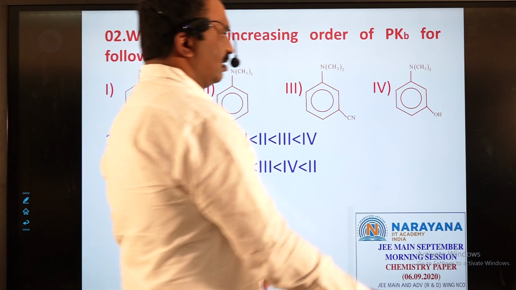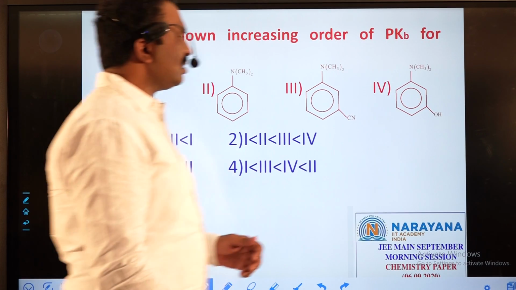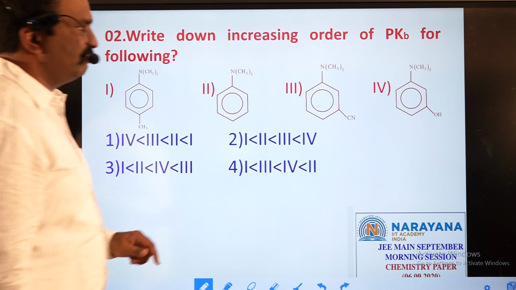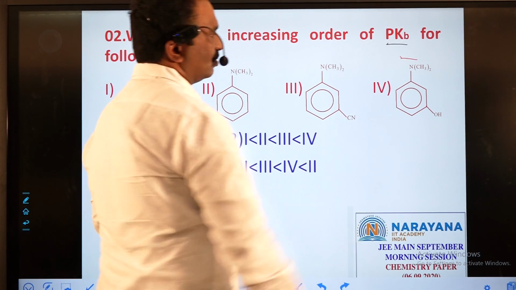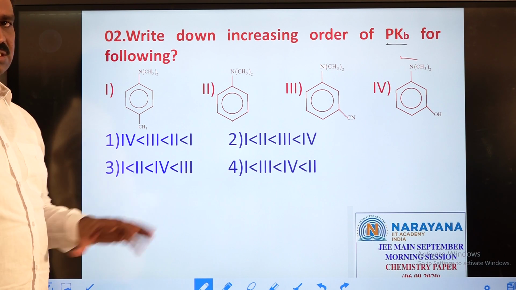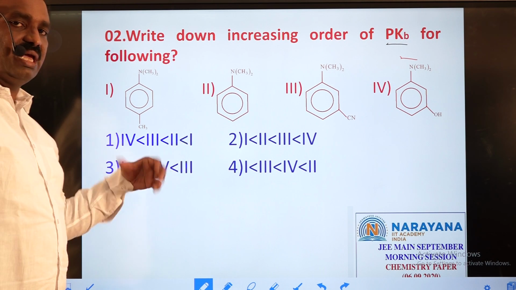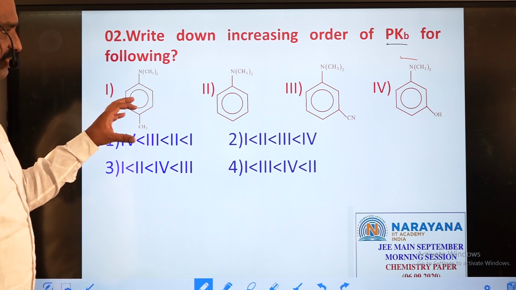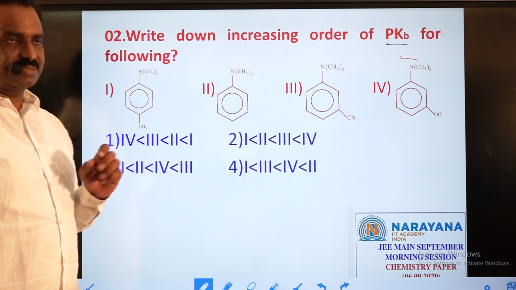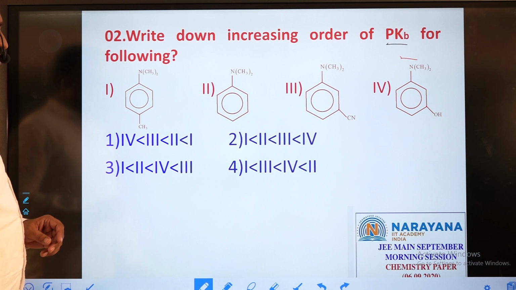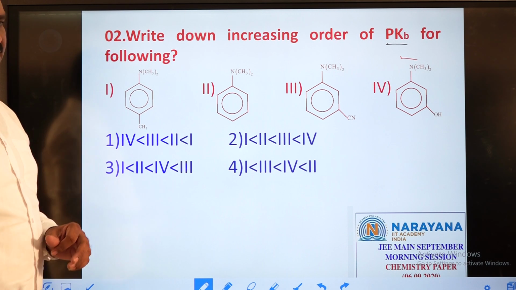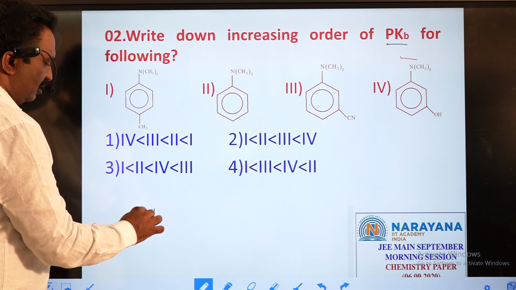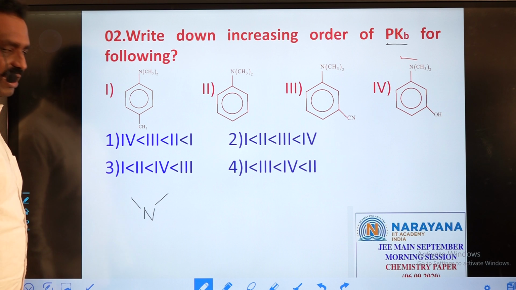See, in this second question, write down the increasing order of pKb for the following. We have to identify this carefully, because the options carry the order of Kb and also pKb. We know for a stronger base, Kb is more and pKb is less. Here amine derivatives were given, aryl amines, with nitrogen bearing alkyl groups, that is 2 methyl groups.